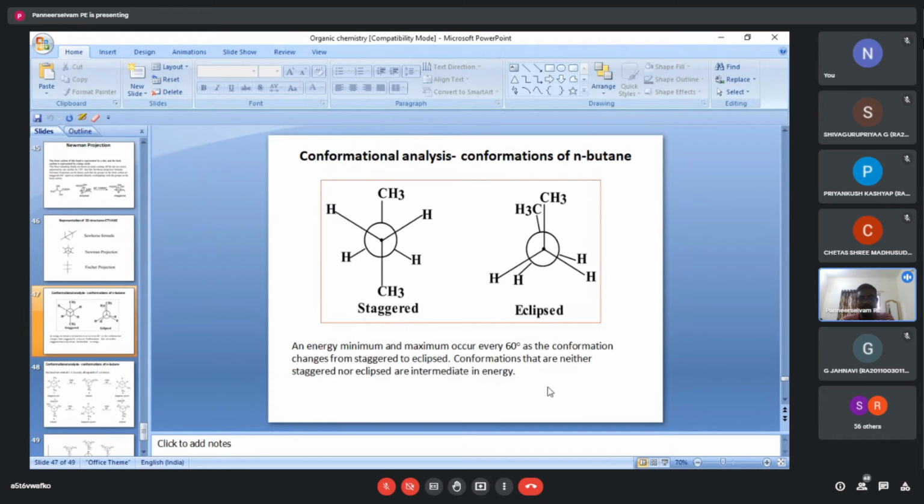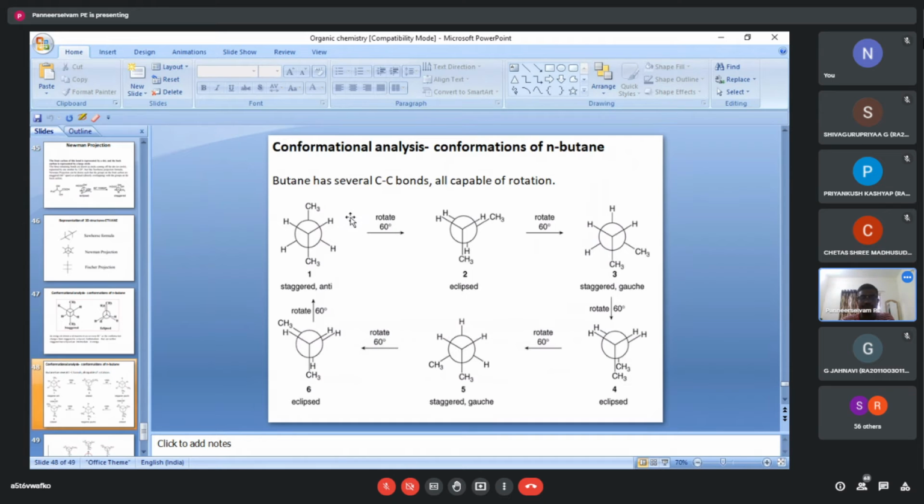This is very important for conformational analysis. The carbon bond is capable of rotation, in steps of 60 degrees. Here there is a methyl group, and the rotation gives staggered, gauche and anti conformations. See here, a 60-degree rotation. The first carbon is fixed and only the second carbon rotates.